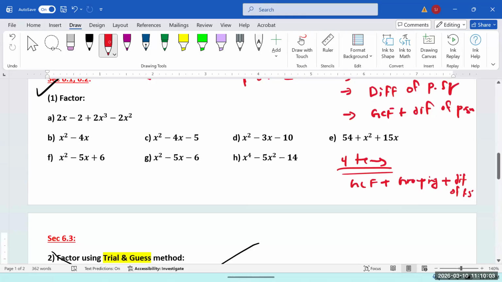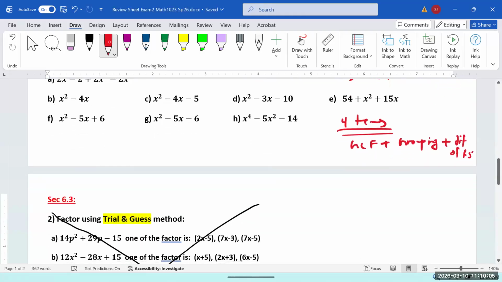And then for three terms, there are so many choices we have. Three terms. One is GCF. The second is GCF plus direct factoring.